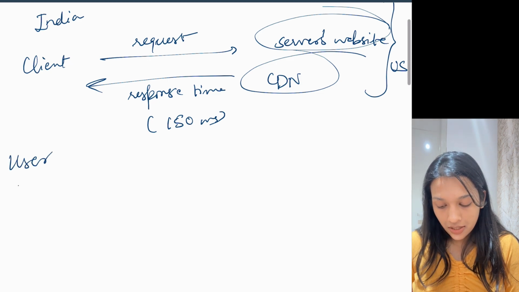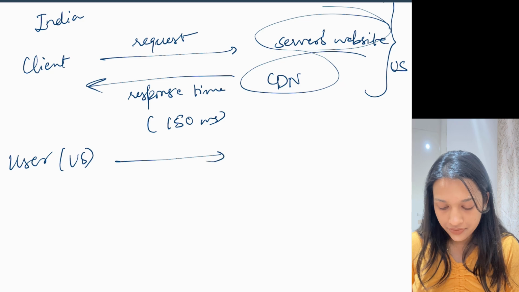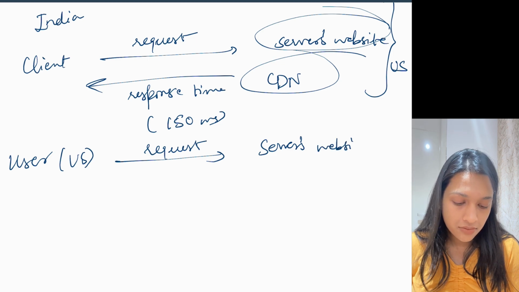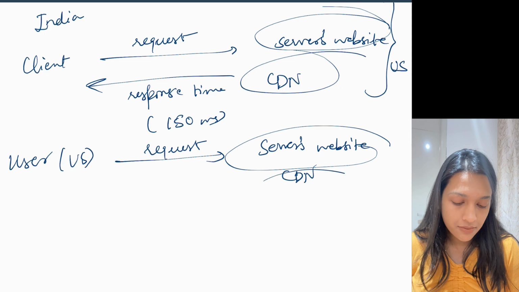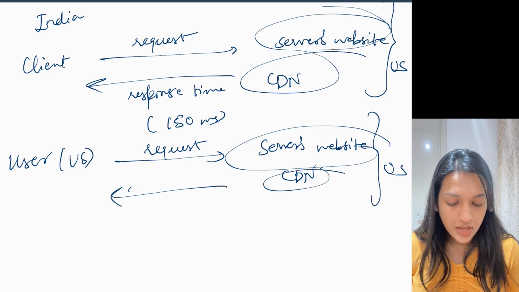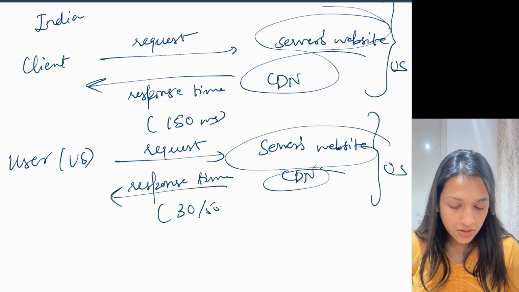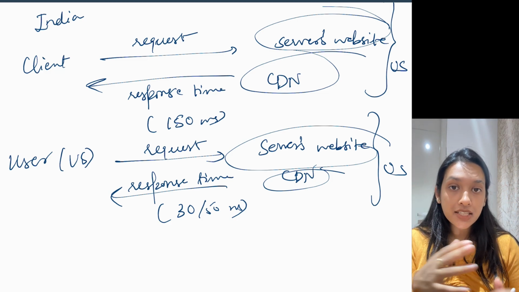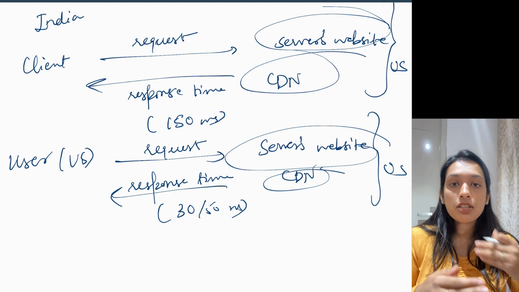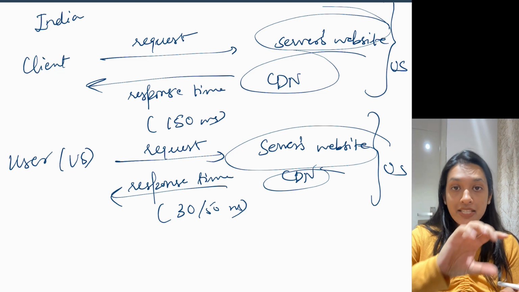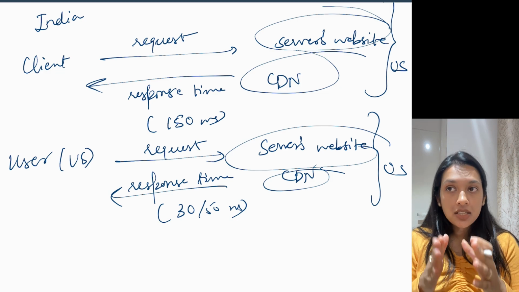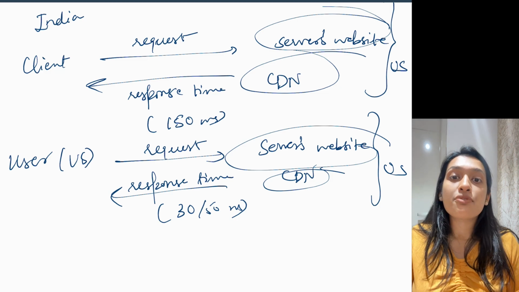While if a user in the US makes the same request to the server's website and the CDN, which are both again in the US, the response time will be very low. Let's say 30 or 50 milliseconds. Why so? Because the CDN is a cache and it can give you data as quickly as possible, but that data is transferred through the network. Like content delivery network, right? It delivers through a network. A network introduces some latency when the locations are far away, right?